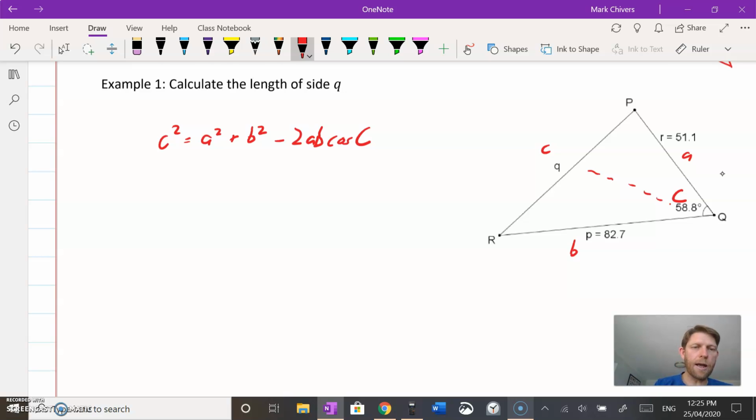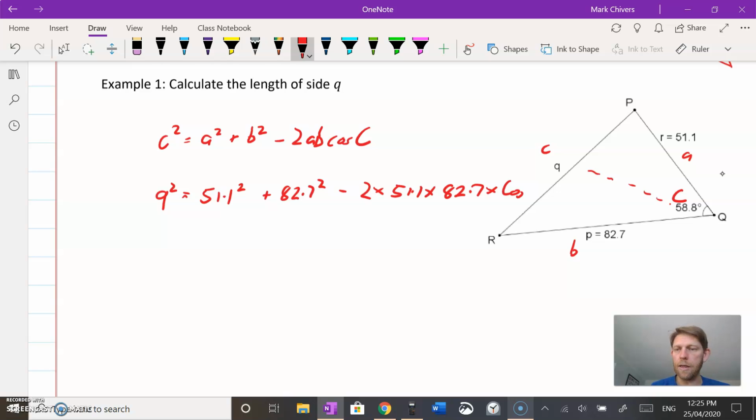So in this case, c is q, so we're just substituting. Q squared equals 51.1 squared plus 82.7 squared minus 2 times 51.1 times 82.7 times cos, and the angle is 58.8 degrees. And so we just substitute all that into our calculator.